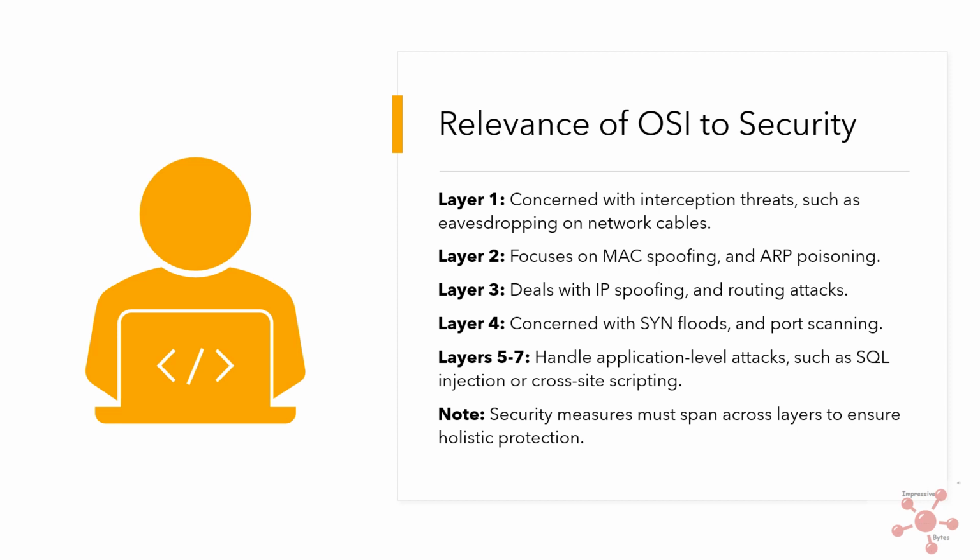Here, IP spoofing and routing attacks become concerns. And at the transport layer, threats like SYN floods attempt to overwhelm systems, while port scanning might be used to find vulnerabilities. The upper layers, from session to application, present a myriad of challenges. From session hijacking to more recognizable threats like SQL injections or cross-site scripting attacks. The point is, understanding each layer's function gives us better insights into where vulnerabilities might lie and how best to protect against them. It's like fortifying a castle. You need defenses at the walls, the gates, and inside the keep.